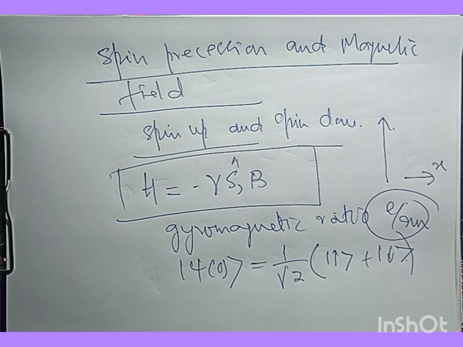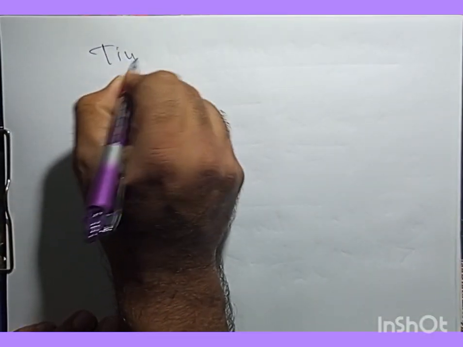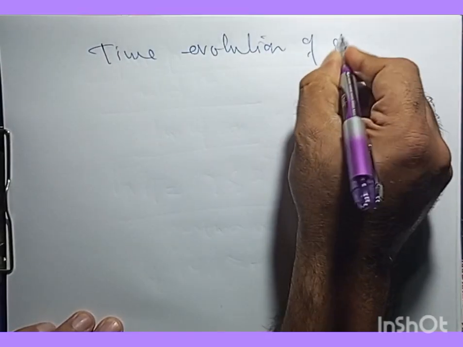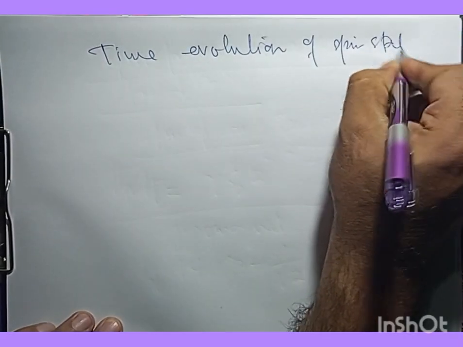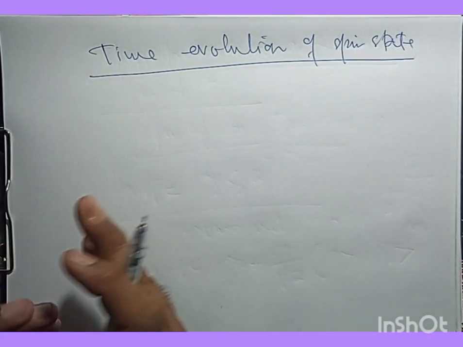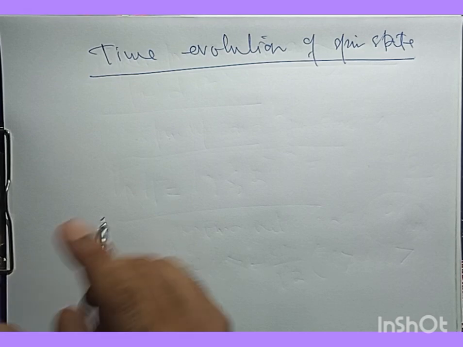The time evolution will be governed by Schrodinger's time-dependent wave equation. So if we think in terms of the time evolution of the spin state, it is going to be governed by the time-dependent Schrodinger wave equation.